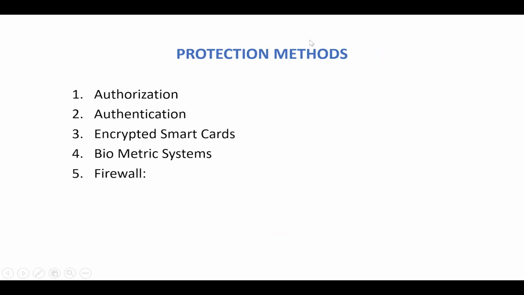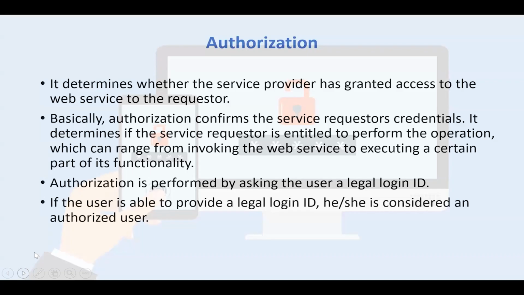So let us see, in such situations, what are the different protection methods we can use. As you can see, we have authorization, authentication, encrypted smart cards, biometric systems, and firewall. There may be more, but as of now, we will be looking at each one of them briefly. Let us first see what is authorization.